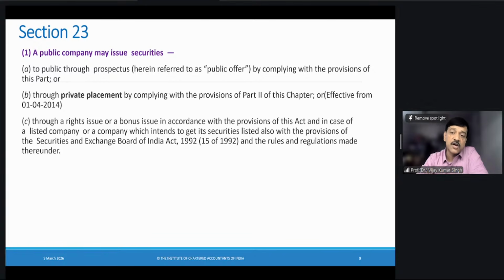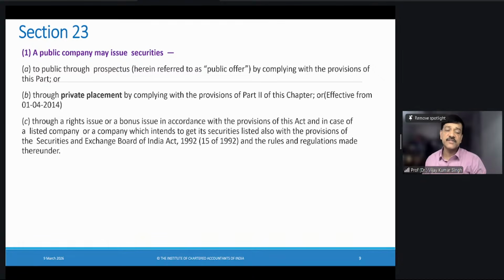So here the term securities is very, very broad. I will talk about the term securities in detail, but just note that here it is not talking about equity. Okay, what is it talking about? It is talking about securities. A public company may issue securities. Securities as a concept is very, very broad. It includes many things. We will talk about the definition. So these are the 2 modes.